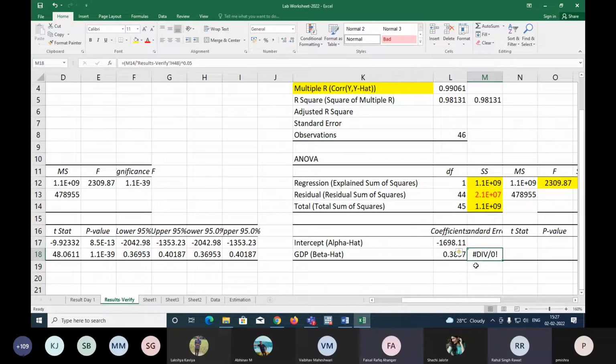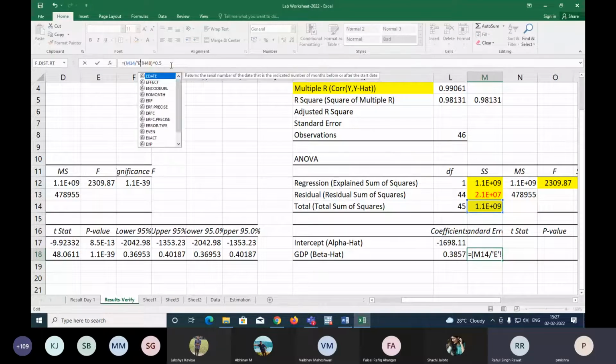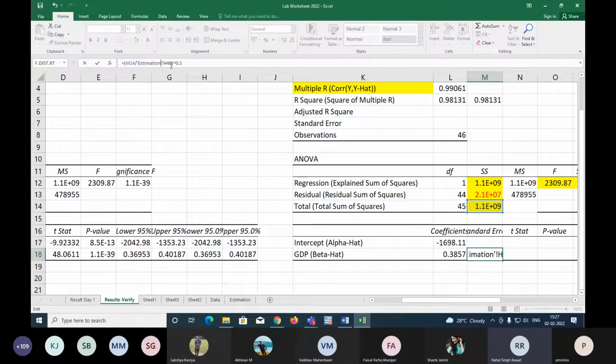It's 0.5. You did 0.05. Oh, sorry. Sir, it won't be result verified. It will be estimation. Result Estimation, no? Okay, Sir, okay. Sorry, I'll have to go there. So it would be basically the estimation sheet, right? Yeah.